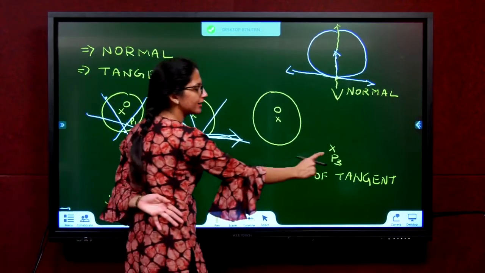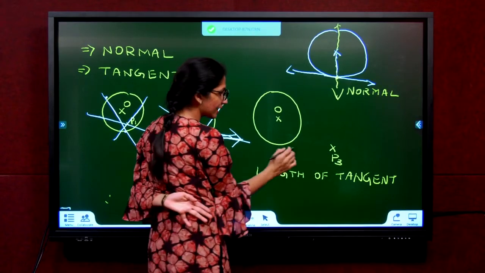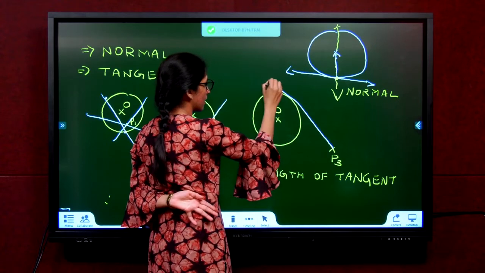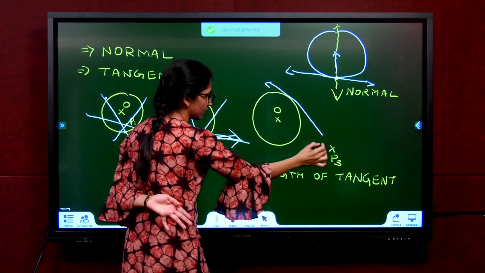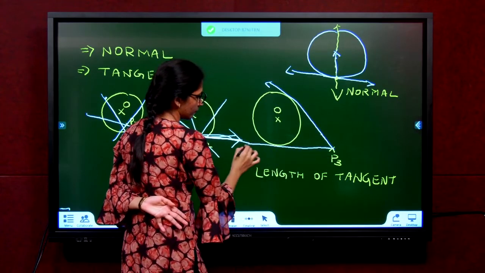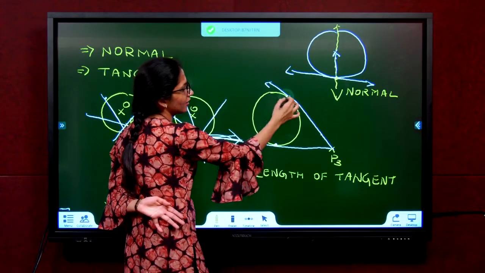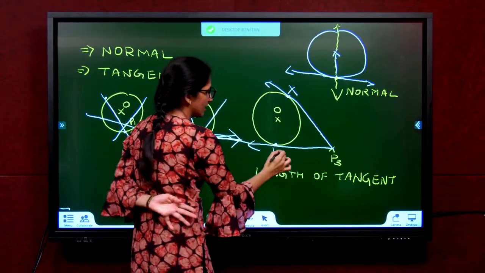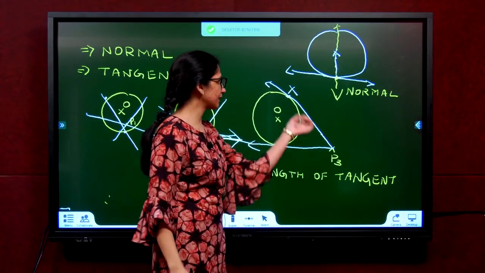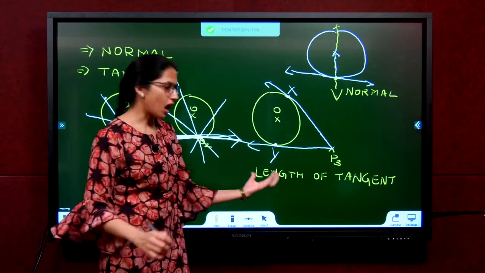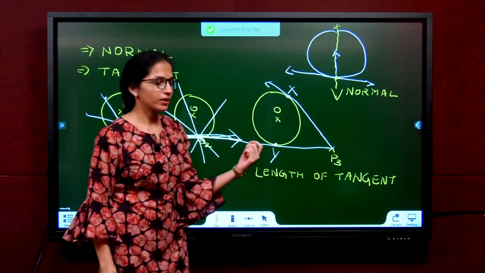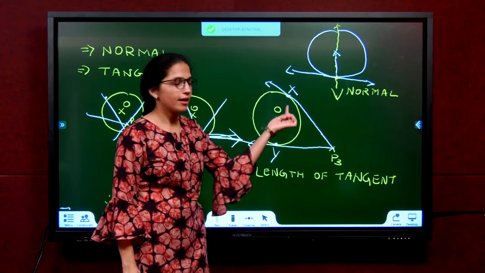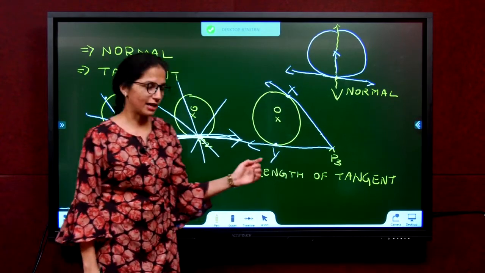If you have a point outside the circle, then you can have two tangents. One tangent here, one more tangent here. For an external point, there are two possible tangents that can be drawn from this point. These line segments, PX and PY, are called the length of the tangent. The line segment from the external point to the point of contact is called the length of the tangent.